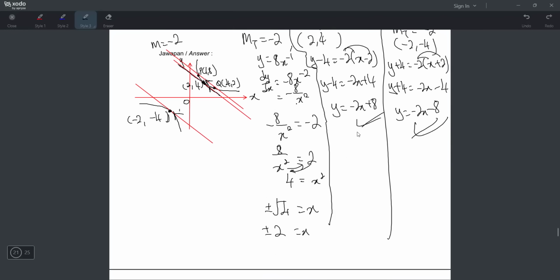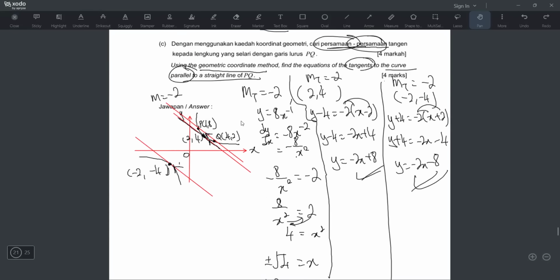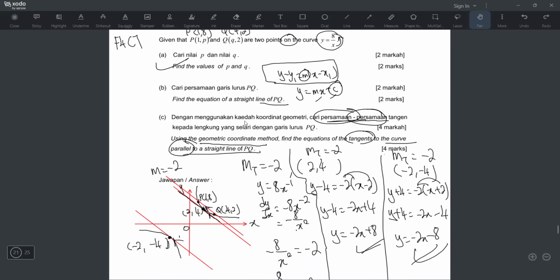And you can see they are all selari sebab gradient semua -2, -2. Okay. Selari dengan PQ lah. PQ punya gradient pun -2 mah. Okay. This is how I will do it. Hope you get it. Alright, that's all.